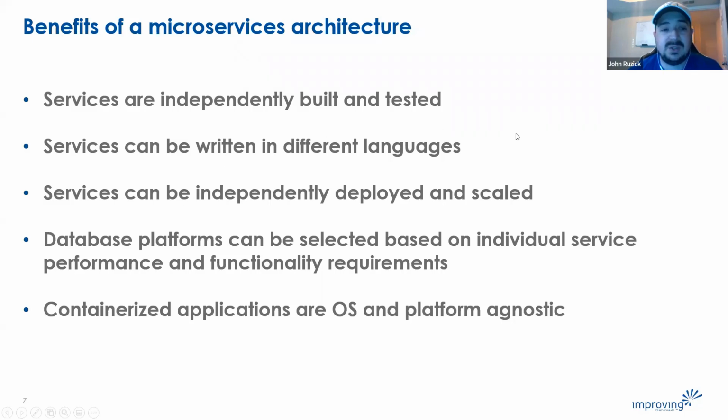Written in different languages, I mentioned that. Independently deployed and scaled, right? So in a typical monolithic architecture, if you need to horizontally scale that application due to load, you've got to spin up another infrastructure and spin up an entire instance of that application. In a microservice architecture, you can independently scale the ordering service, for example, around the holidays. If that's the thing that's going to get hammered, you can scale that out versus also having to scale out some of the other services, like a user profile service that someone might not be using as often.